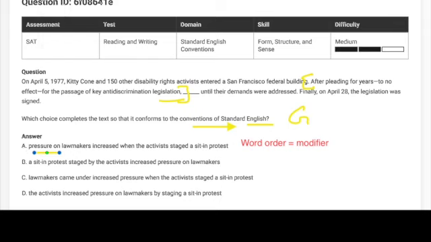Obviously not, so I can safely remove this option. What about the second one? A sit-in protest staged by the activists. Was a sit-in protest pleading for years to no effect for the passage of key anti-discrimination legislation? Obviously not. Do you think the lawmakers were pleading to anyone for the passage of key anti-discrimination legislation? I mean, lawmakers are the ones who make laws, right? Obviously, they do not need to plead to anyone for the passage of legislation. So obviously, the correct answer is D, the activists. The activists were pleading for years for the passage of key anti-discrimination legislation. So all you need to do in these questions is identify the modifier, identify the thing that it is describing, and place it right next to it.